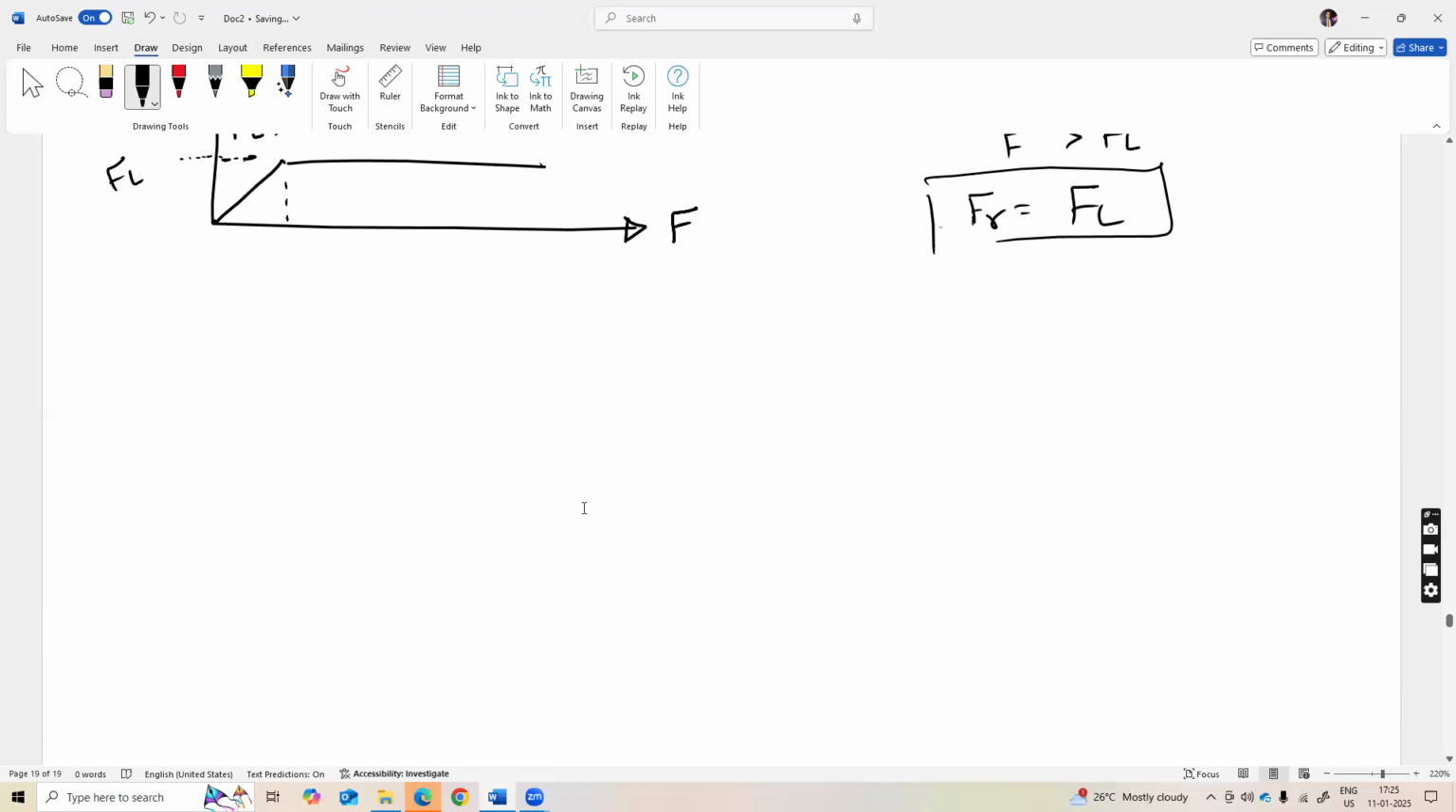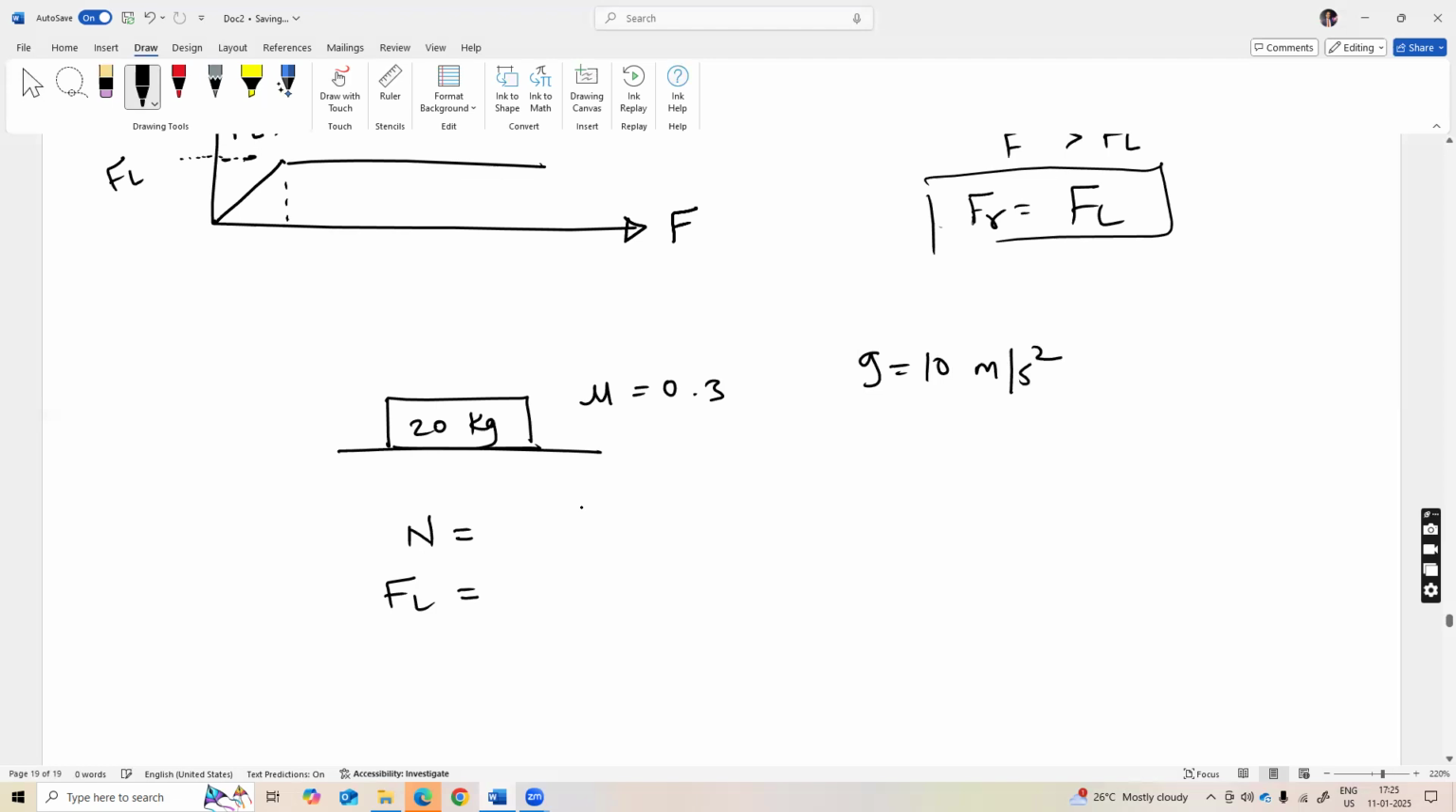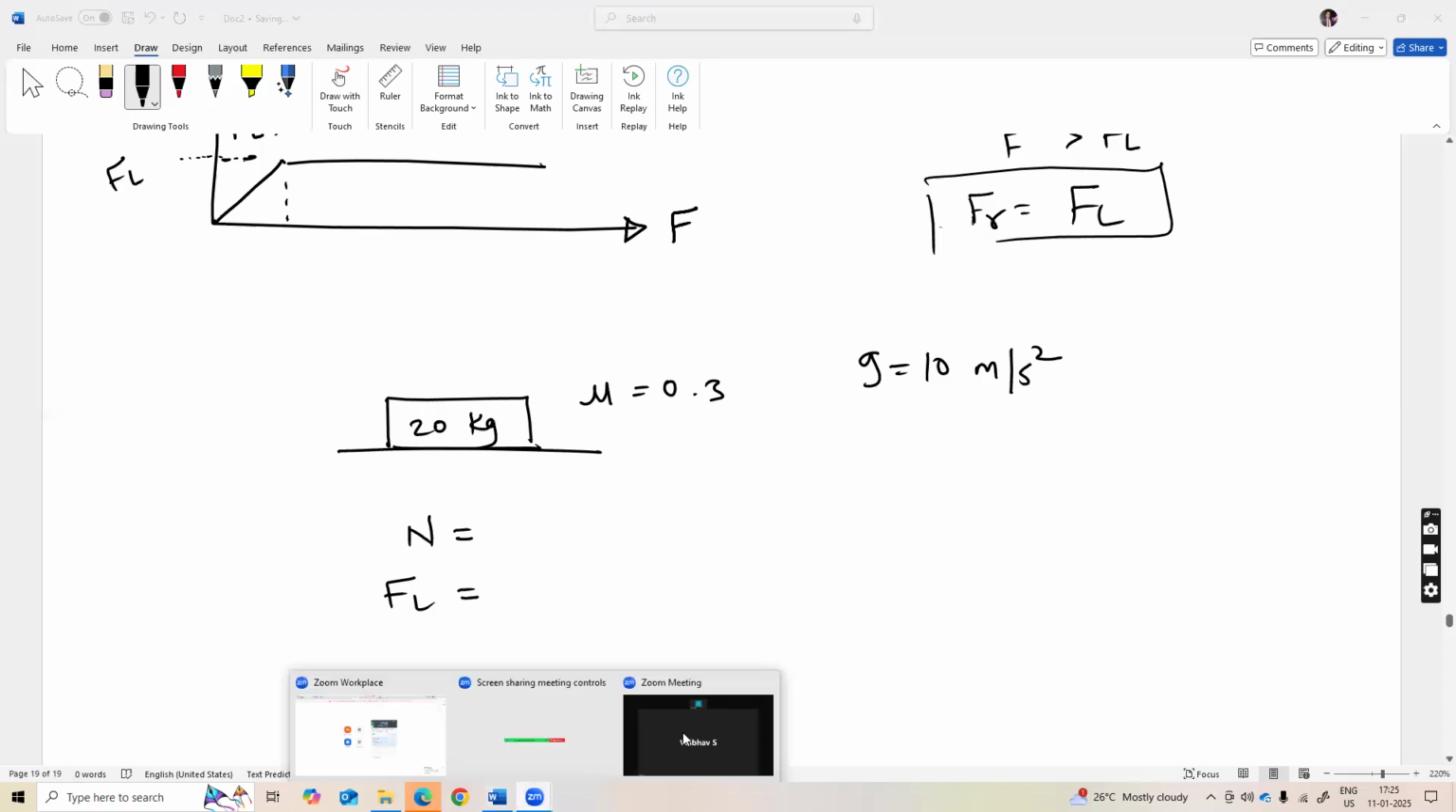So can you find out, I will just give one small, very easy question. Let's say there is one object of mass 20 kg placed over a ground. The coefficient of friction is given as 0.3. Can you find out the normal reaction and limiting friction value in this case? The acceleration due to gravity g is 10 meter per second square. It will just take 10 seconds, I think, to solve this. Please try to solve and type the answer in the chat box.